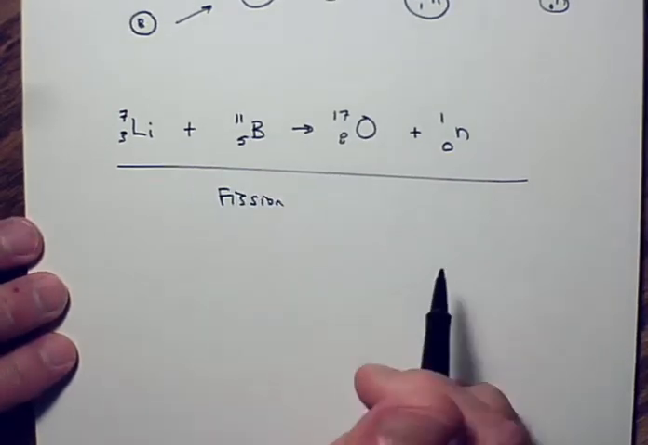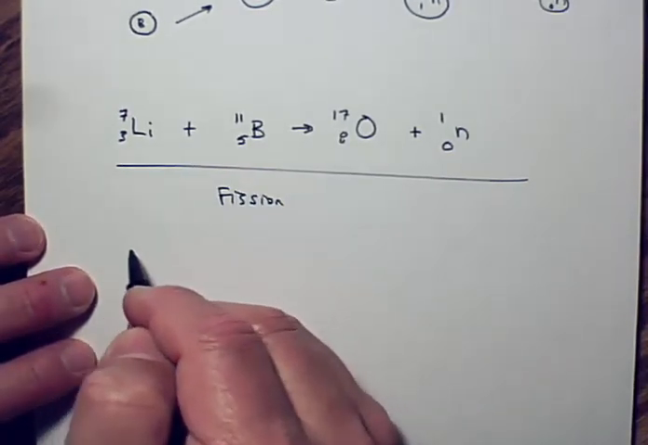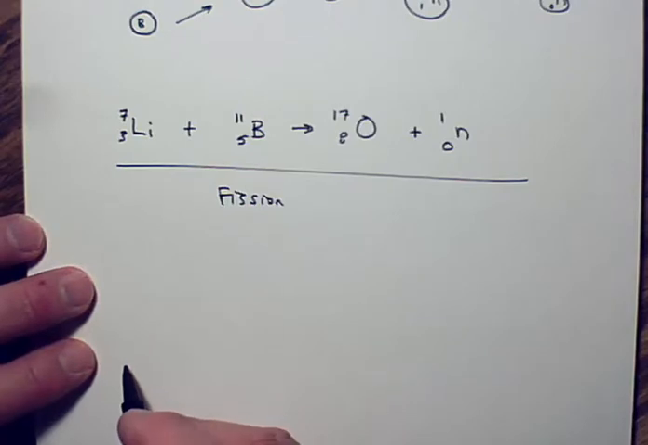All right, now fission is splitting the atom. So let's say we have uranium-238. We'll put uranium-238 down here.